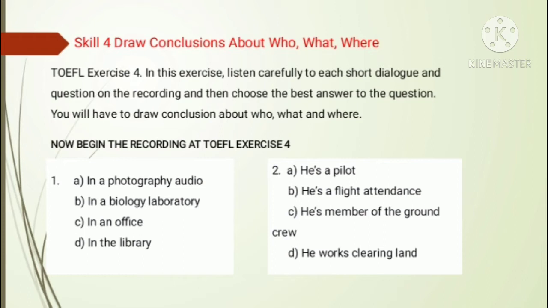Number 1. I didn't bring my laboratory manual today. You can share mine. Today we're conducting the experiment on photosynthesis, and we can work together. Where does this conversation probably take place? Number 2. This is Flight 707 requesting permission to land. Flight 707, you are cleared for landing. Who is the man?